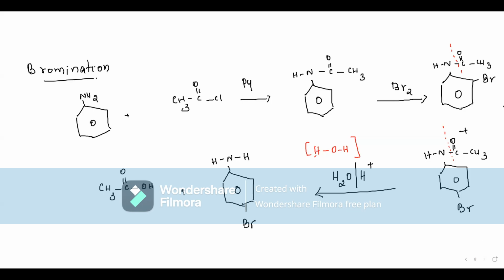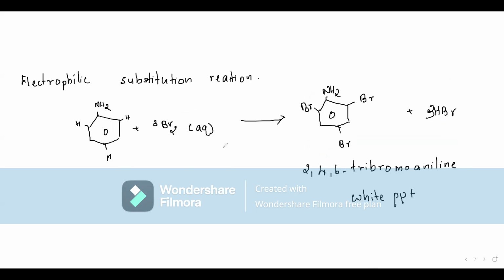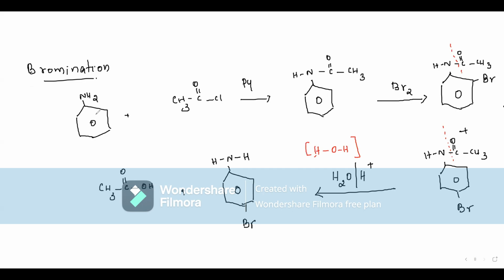So now look at both the reactions. If you are using bromine water, you are getting a tribromo derivative. Instead, if you are protecting the amino group and then conducting the reaction, what you are getting here will be a mixture of orthobromo aniline as well as parabromo aniline. Now, the next reaction which we need to study regarding aniline is its nitration. But bromination is a very repeated question. Completely study bromination.